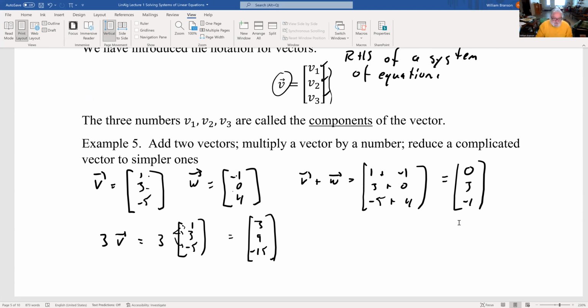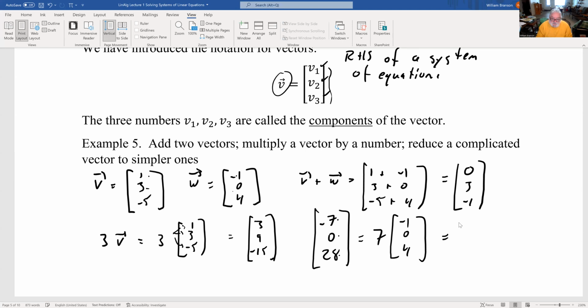And of course, you can factor things out, right? If we had a vector minus 7, 0, 28, well, there's a 7 that's common to all 3 terms, so we can factor that out as a 7. Then what's left behind is minus 1, 0, and 4, and that's our vector w. So 7 times w is this vector. So we can factor out things that are common to all terms.